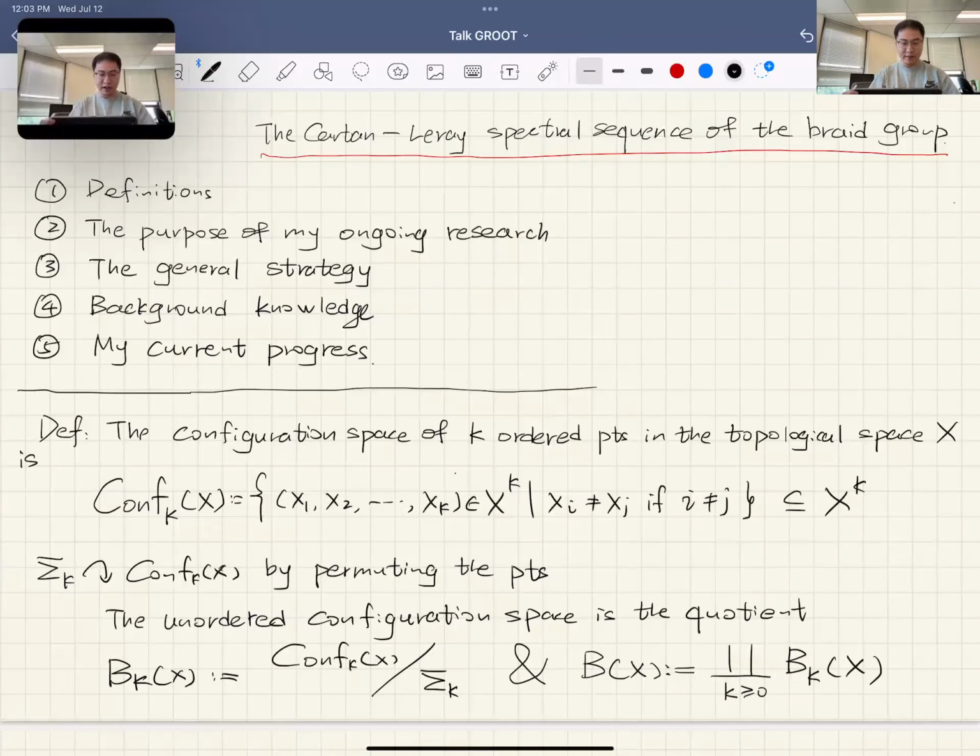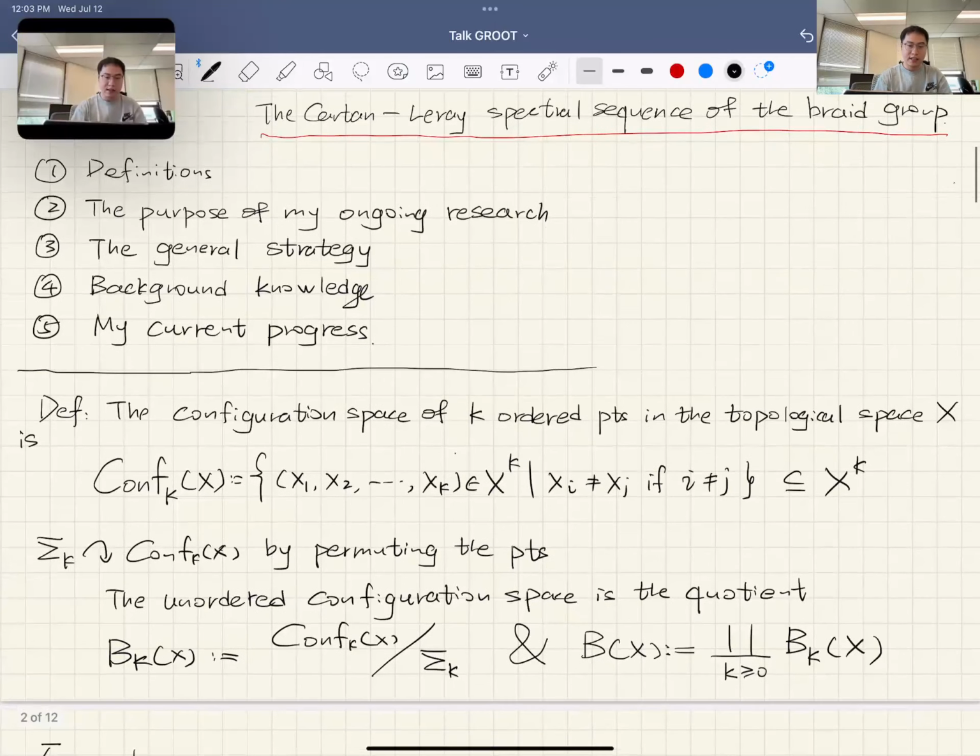So I'm going to divide my talk into 5 parts. The first part is the definition. The second part is the purpose of my ongoing research. The third part is the general strategy. The fourth part is some background knowledge. And in the last part, I'm going to mention some of my current progress. So let's start with some definitions.